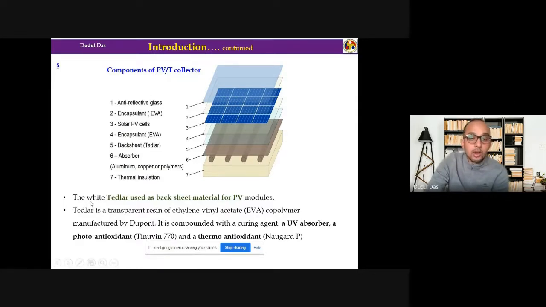So that white Tedlar used as backsheet material is exclusively manufactured by DuPont. In any PV module, you will find DuPont-made Tedlar.